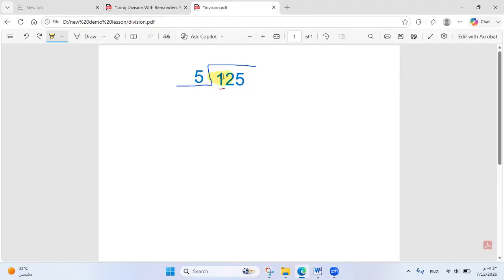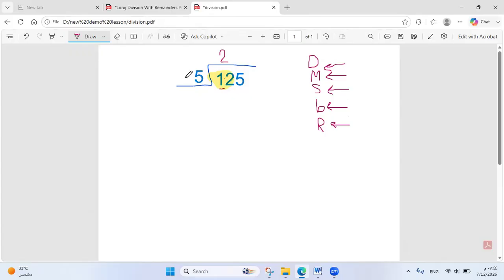Now we get 12 divided by 5. How many 5s fit in 12? Yes, very good. There are 2 5s in 12. So we write 2 here. Okay, remember, we have the steps. D, M, S, B, R. What is D? D for divide, M for multiply, S for subtract, B for bring down, R for repeating the steps. Okay, let's start again.